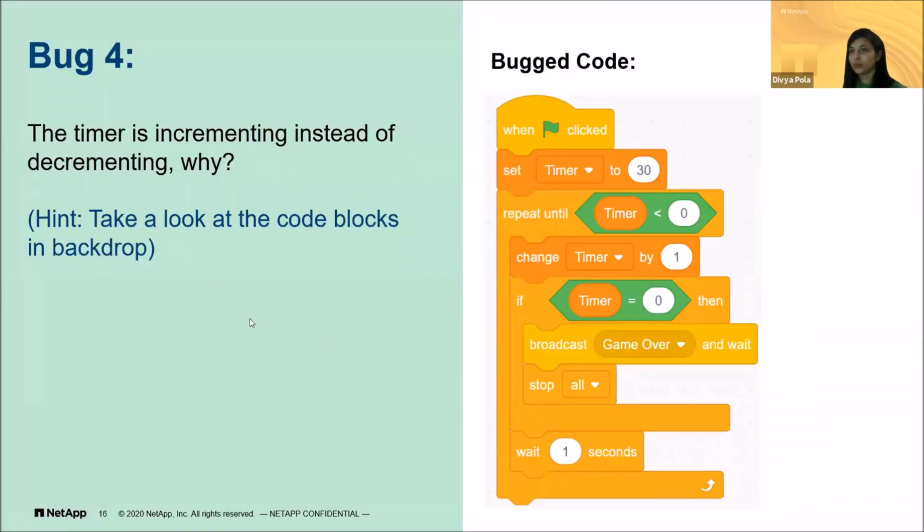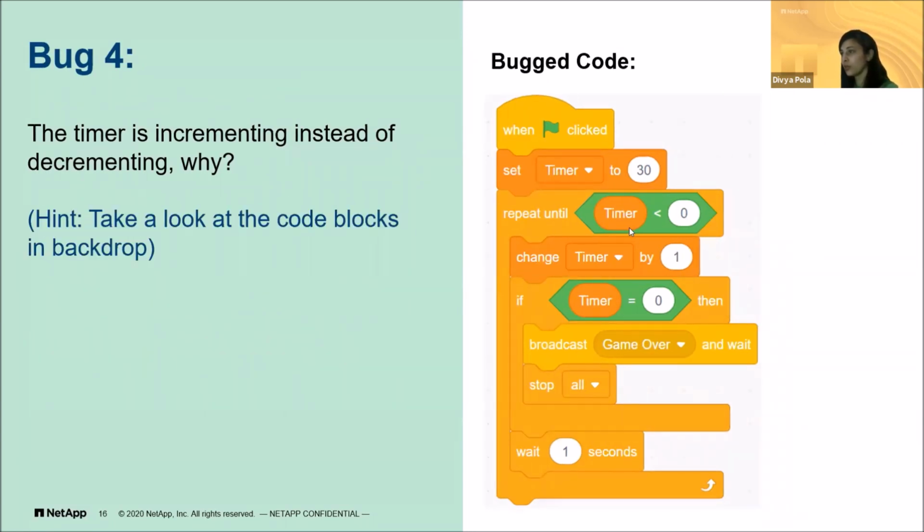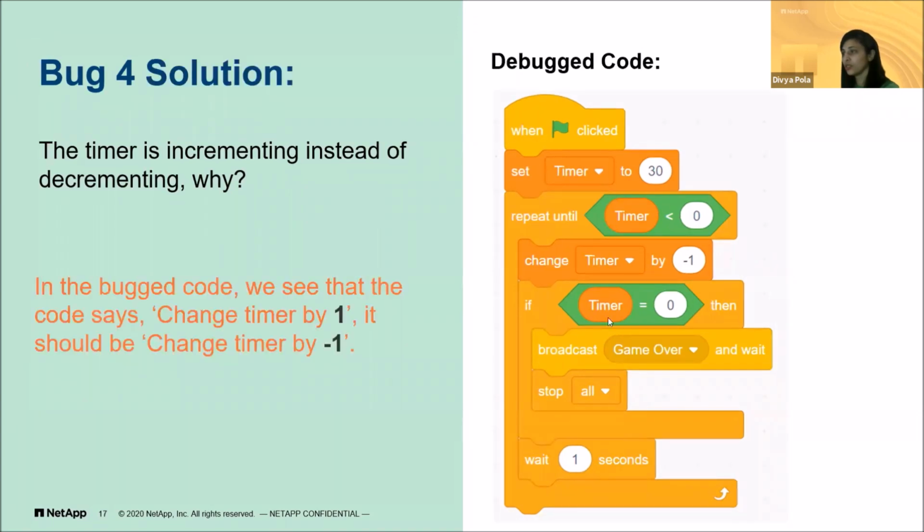Let's go back to our next bug. Oh, let's see the solution for this bug first, for whoever is not following along with me. In the debugged code, the timer value was 1. We changed it to -1 here, and now it started decrementing instead of incrementing.